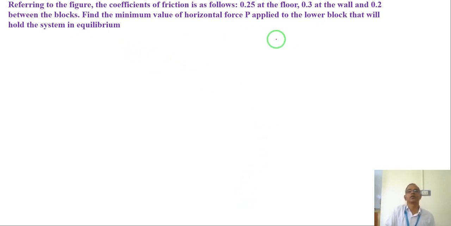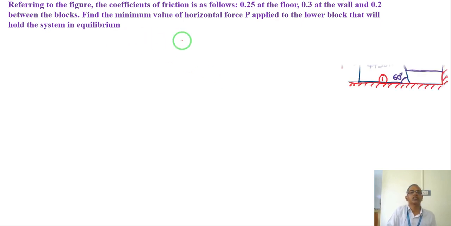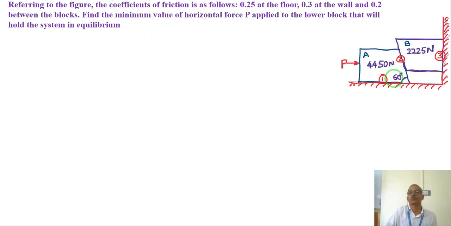Similarly, in the next problem, the coefficients of friction 0.25, 0.3 and 0.2 are different between the surfaces. At the floor it is 0.25, at the wall 0.3, and between the blocks 0.2. That means the roughnesses are different. He is asking to find the minimum value of force P to be applied so that this block B will move upward. The minimum horizontal force P applied to the lower block that will hold the system in equilibrium.